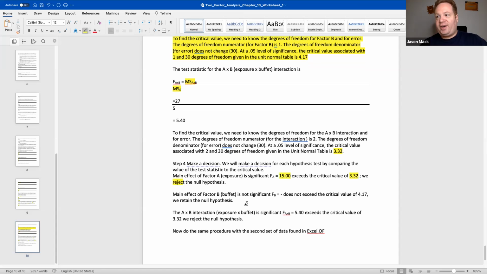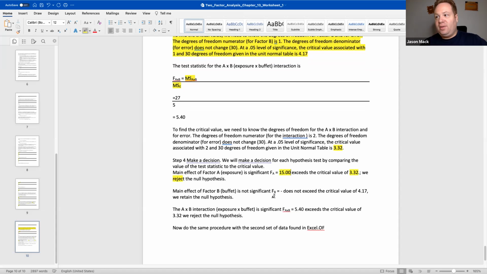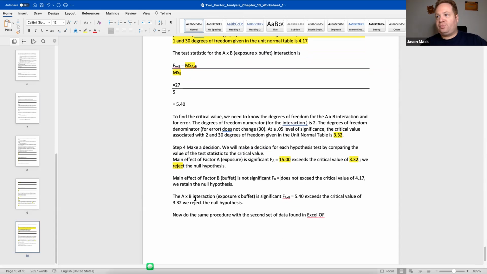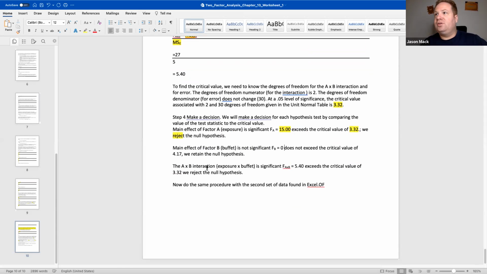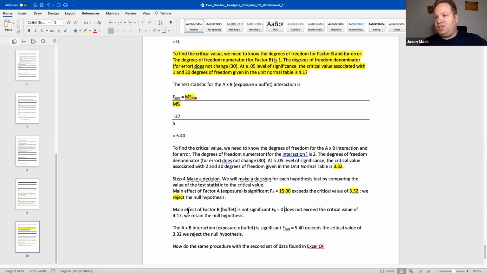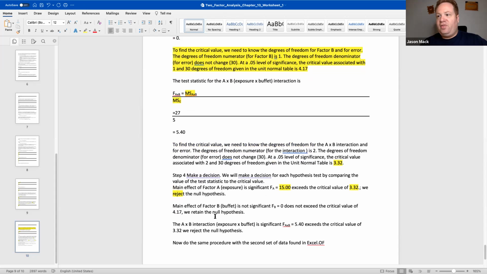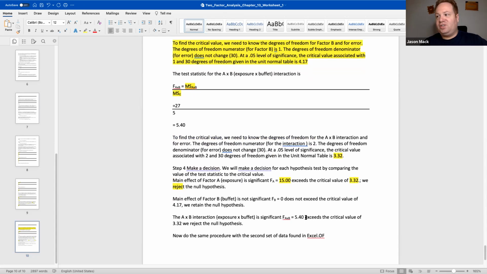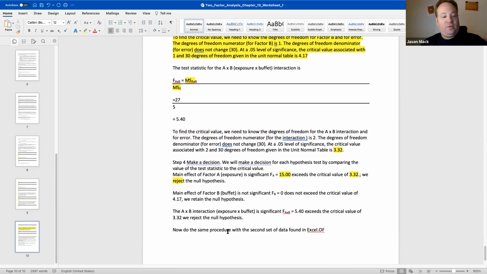The main effect for factor B, buffet, is not significant because it does not exceed the critical value of 4.17. So we retain the null hypothesis, because that was 0. So it doesn't exceed 4.17, so we retain the null hypothesis. The A times B interaction, exposure times buffet, is significant because 5.40 exceeds the critical value of 3.32. So we reject the null hypothesis.